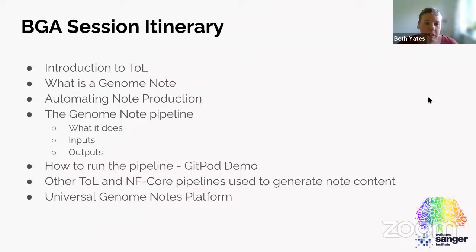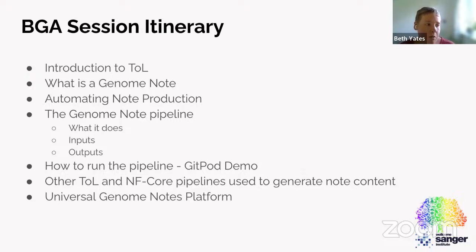So I'll just give you an idea of what to expect from this session. The first thing I'll be doing is giving you an introduction to the Tree of Life project and an overview of where we fit in, what we're doing and what a Genome-Note is. And then I'll give you some more information about how we're actually trying to automate the production of genome notes. And then I'll introduce the Genome-Note pipeline and explain what it does, what inputs it takes, and what outputs it gives.